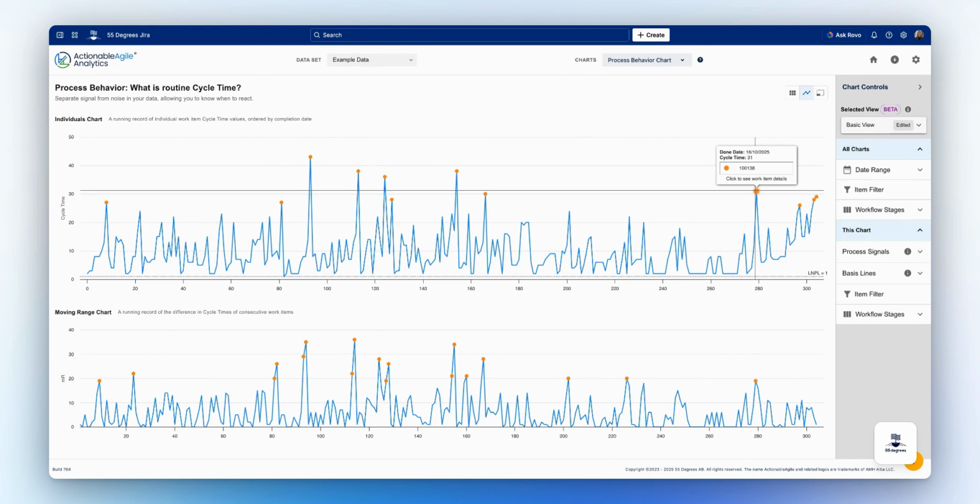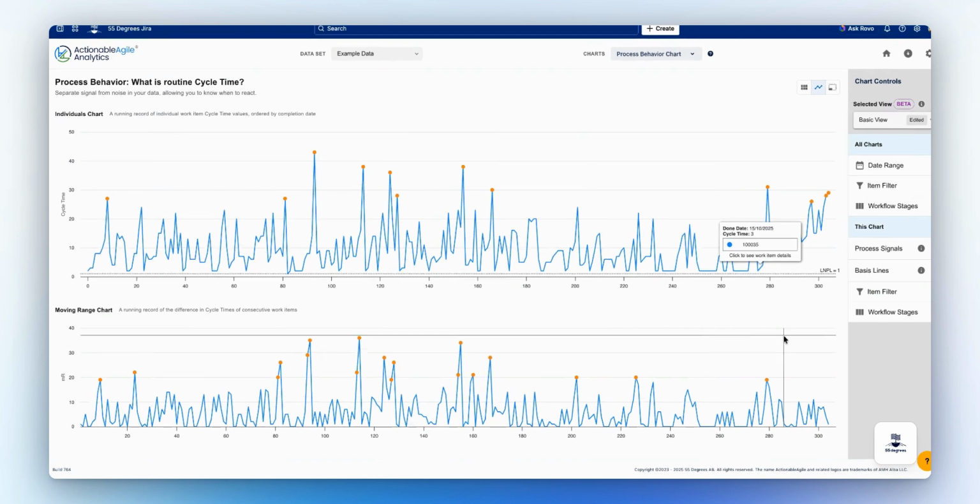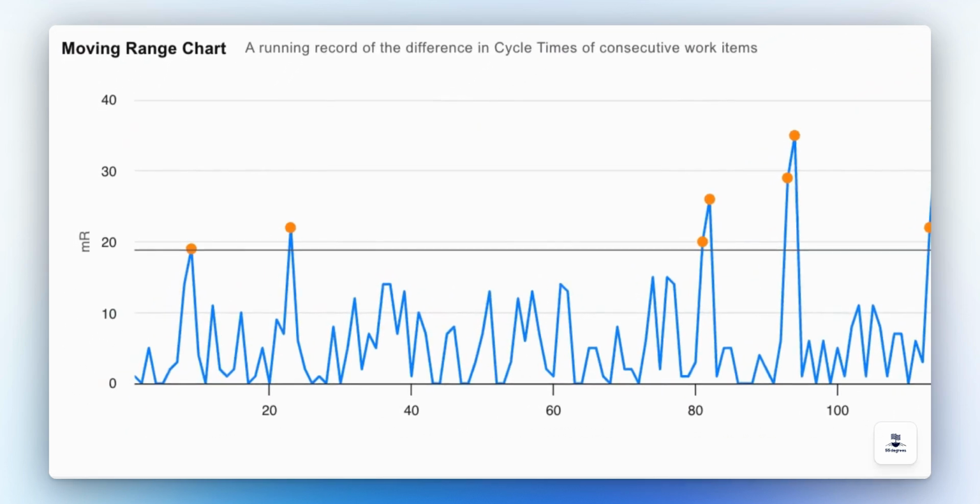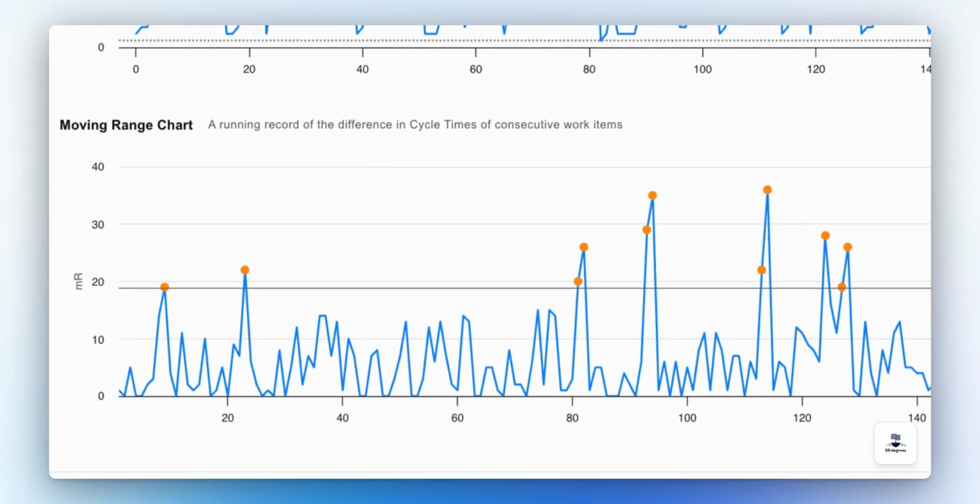On the bottom half, you have the moving range chart, or MR chart. This plots the difference between each item's cycle time. On the horizontal axis, it also displays the sequence of the completed items. But on the vertical axis, it shows the range, in days, between consecutive cycle times.